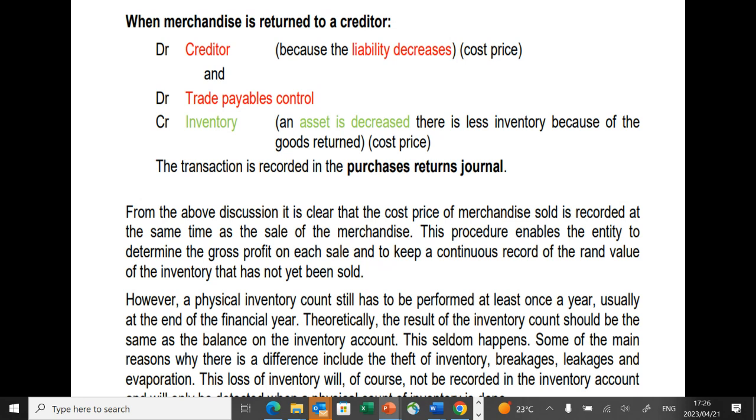But what are you going to debit then? You need to debit your liabilities. Your liabilities need to go down because you bought this thing on credit and now you've returned it, so they need to reduce whatever you owe them. So you're going to debit your trade payable control. Your trade payable control is a liability, and liabilities decrease on the debit side. This will have been recorded where? In your purchases return journal. But you're going to understand this transaction more the more you practice, the better.